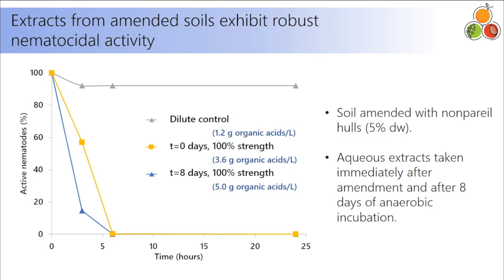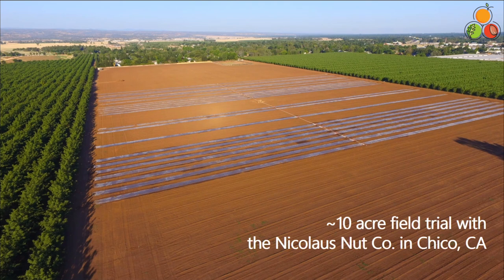But if you do allow them to ferment in the soil after 8 days, for instance, you can enhance the amount of organic acids that are there, and you improve the inactivation kinetics of those soils. So when we exposed nematodes, root lesion nematode, to these extracts, they were dead in a matter of hours completely. So highly nematocidal. So with the support of the Almond Board, we took this and scaled it out to a field trial. This is actually our largest field trial to date, a 10-acre trial up in Chico with a commercial grower. And this is production acreage.